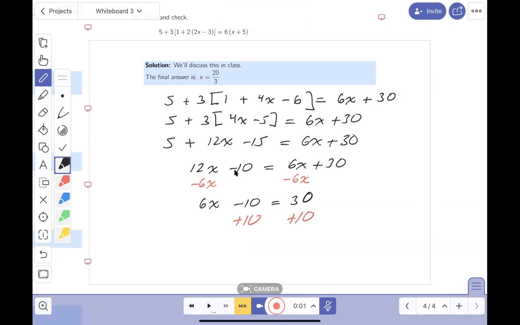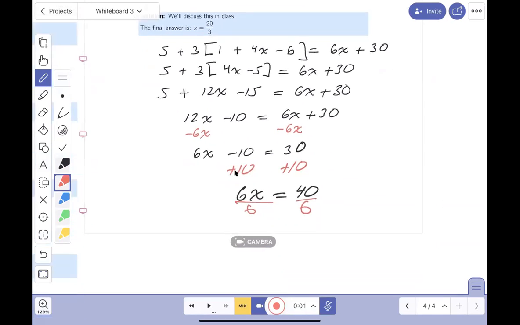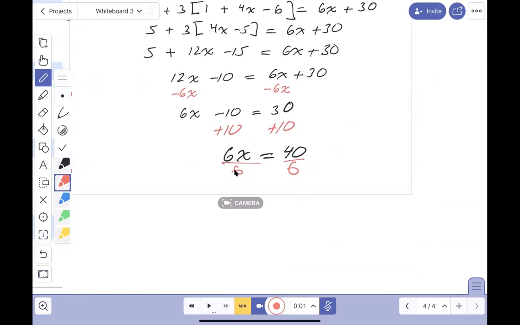And what do you get? You get 6x is equal to 40. Then what I'm going to do, divide both sides by 6. Relatively simple. Let me put that down for you. And what do you get? You get x, and 40 divided by 6 is 20/3.